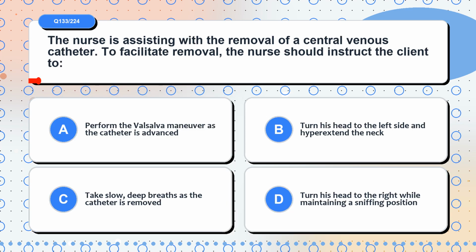Question 133. The nurse is assisting with the removal of a central venous catheter. To facilitate removal, the nurse should instruct the client to... Here are the options. Option A. Perform the Valsalva maneuver as the catheter is advanced. Option B. Turn his head to the left side and hyperextend the neck. Option C. Take slow, deep breaths as the catheter is removed. Option D. Turn his head to the right while maintaining a sniffing position.